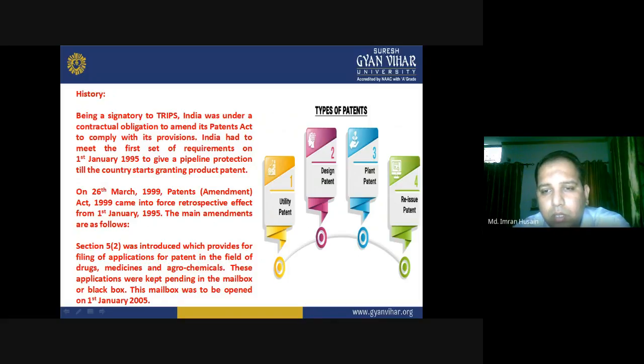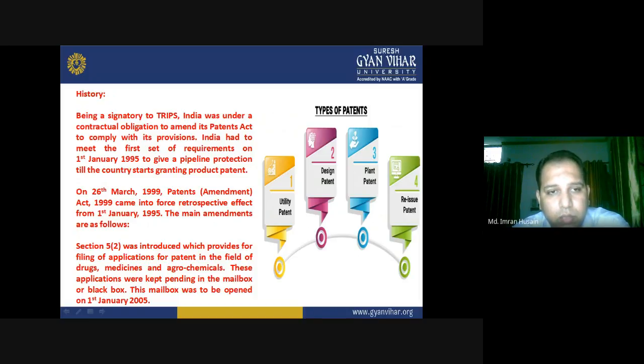A plant patent includes any plant that is significantly new to the market or a genetically modified plant breed. Reissue of a patent is when a patent lapses after a fixed duration of time, then it is reissued in several cases, completing the whole scenario. These are the types of patents.